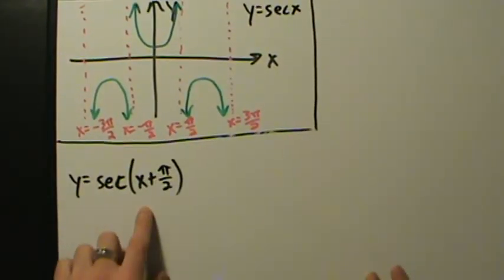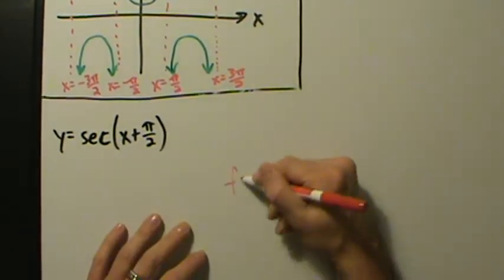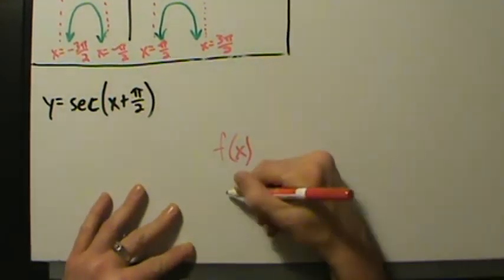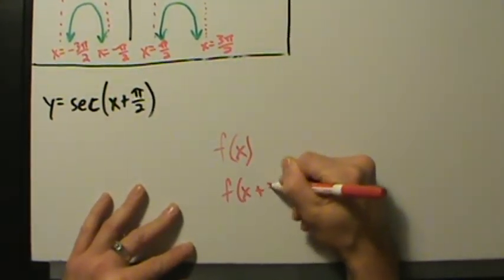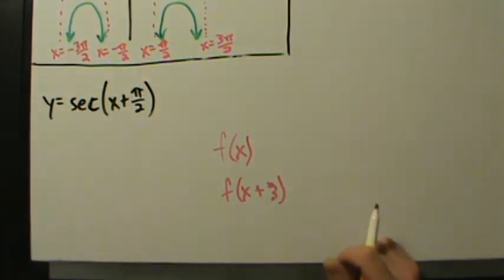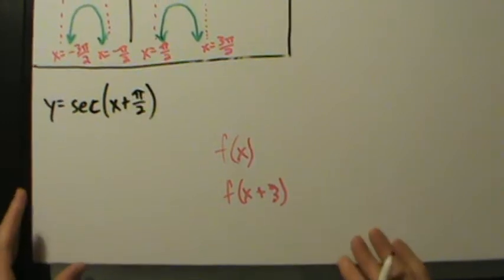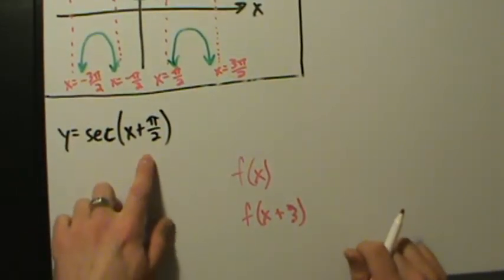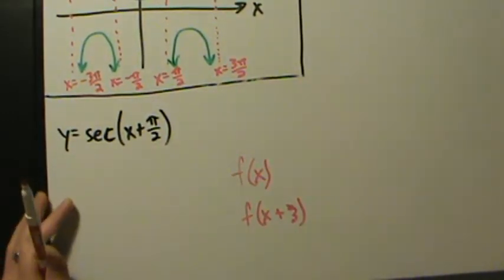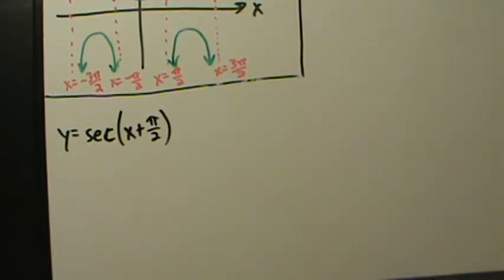So secant of x plus pi over 2. Remember this kind of shift: if you do x plus something, that's going to shift it to the left. If you have a graph of a function f of x, then f of x plus 3 is going to shift the graph 3 units to the left. It sort of behaves backwards from how you might expect. So here, secant of x plus pi over 2 shifts pi over 2 units to the left. Remember, that's a pre-calculus, college algebra type thing. So let's go ahead and graph what that looks like.